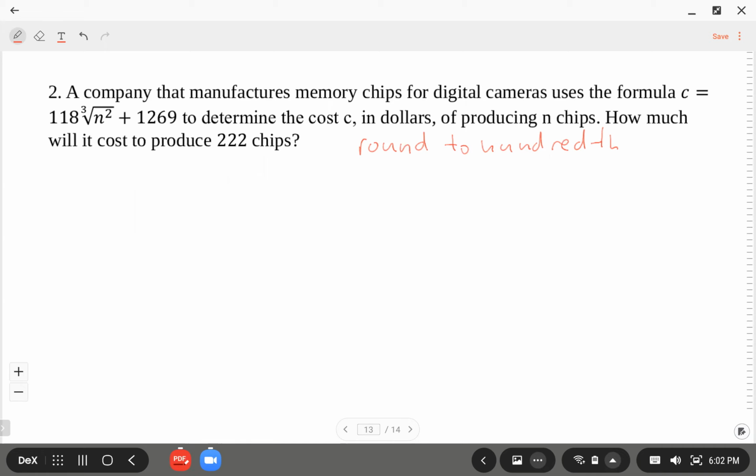So, a company that manufactures memory chips for digital cameras uses the formula C equals 118 times n squared to the cube root plus 1269 to determine the cost C in dollars of producing n chips. So how much will it cost to produce 222 chips?